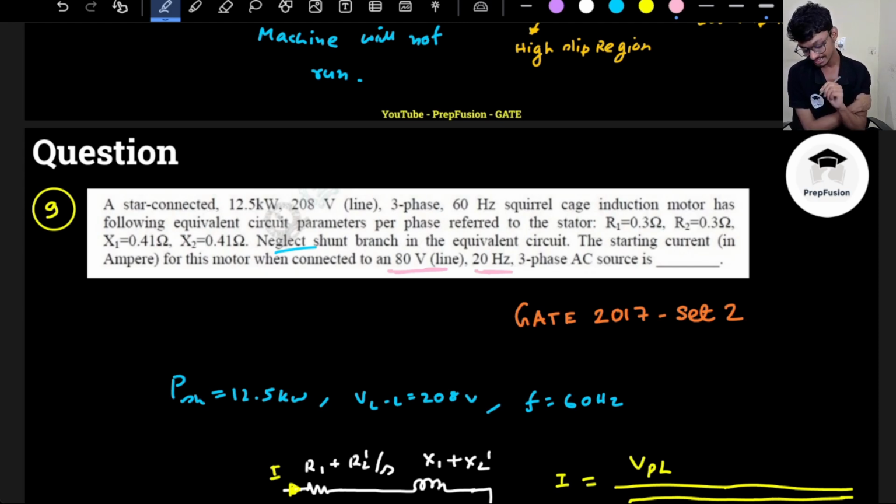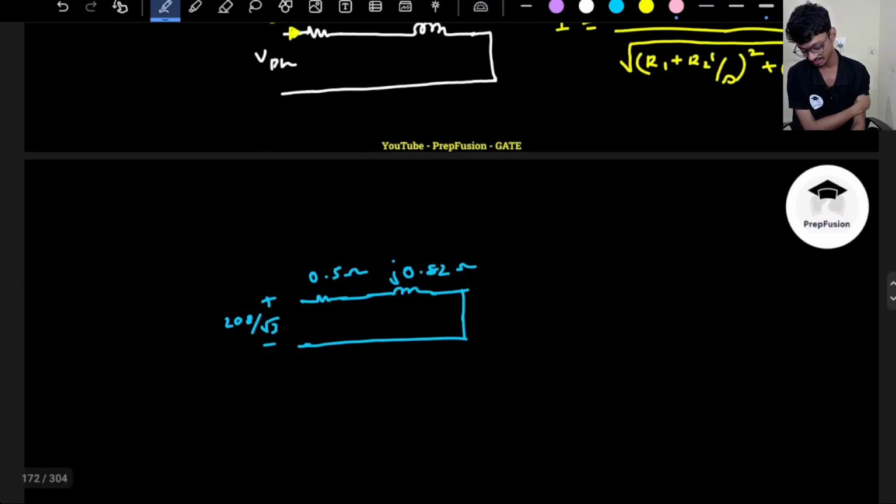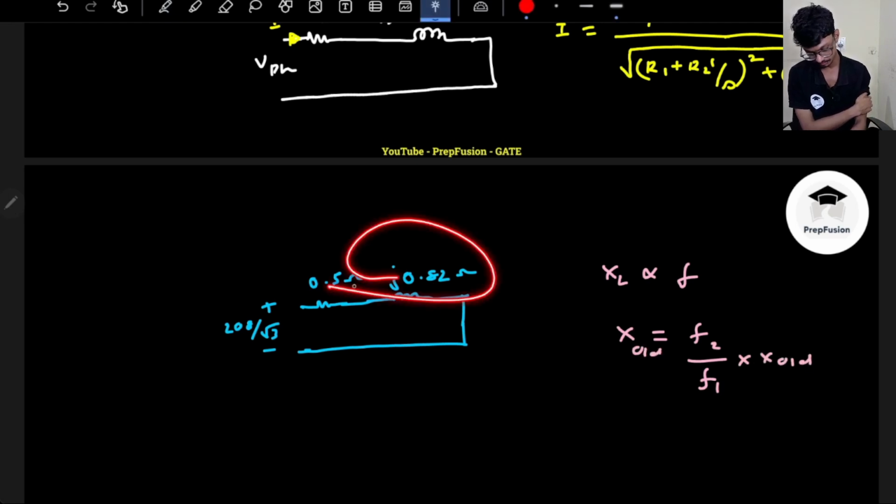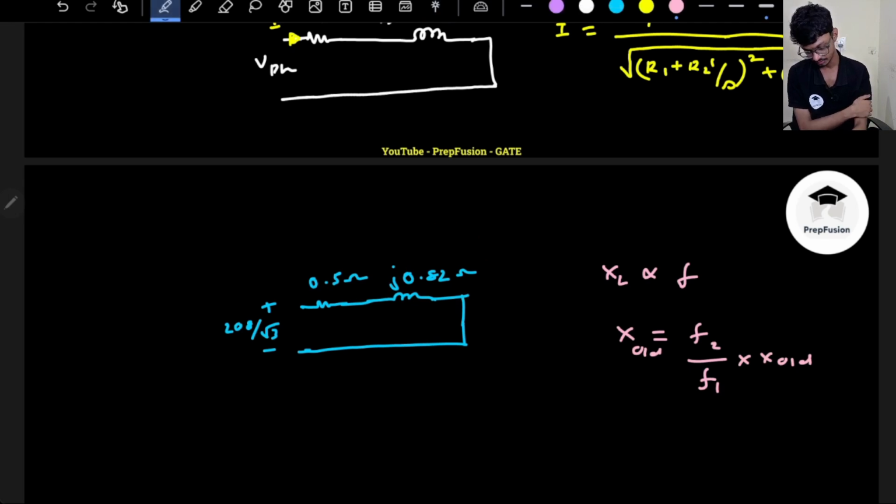So frequency has become one third. So basically, what does my reactance depend on? My reactance is proportional to frequency. So the new reactance X2 dash will be f2 divided by f1 into the old reactance, right? So old reactance is this value. It will be just one third basically, because frequency has become one third. So this is 20 divided by 60.